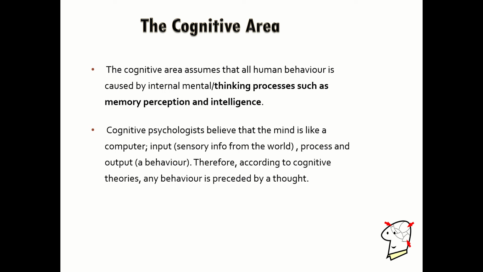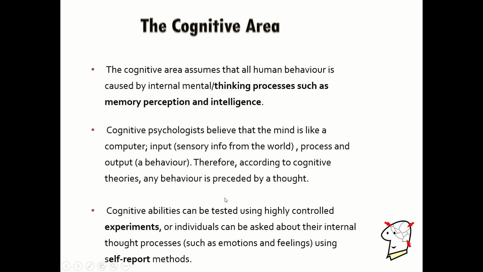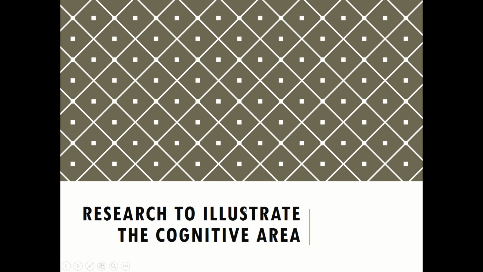We are the same in that we input sensory information, our brain processes it, and then we output a behavior. Therefore, according to the cognitive theories, any behavior is first preceded by thought, which means we think first before we act. And cognitive abilities can be tested using highly controlled experiments. So they believe that you can actually test those cognitive abilities, such as memory, intelligence, and perception, through highly controlled experiments. And individuals can be asked about their internal thought processes using self-report methods. So those are the three assumptions of the cognitive area.